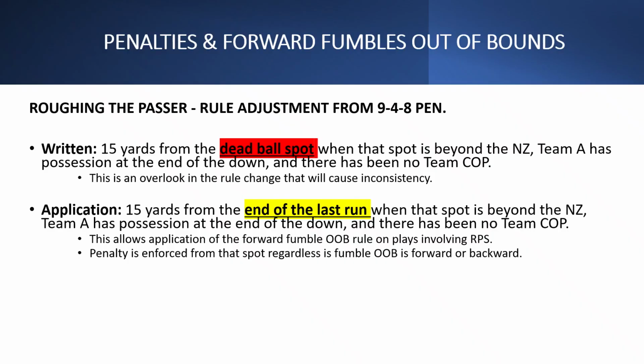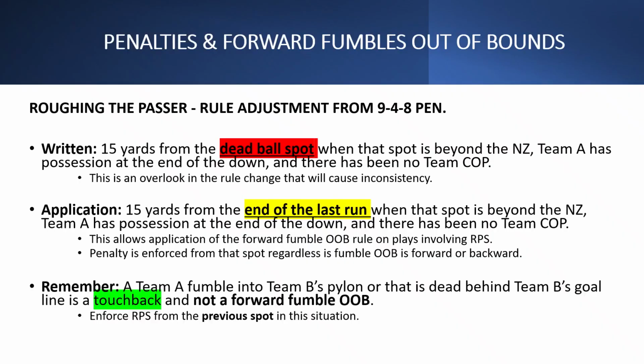This allows consistent application of the forward fumble out of bounds rule on all plays, including those plays involving roughing the passer. So the penalty will always be enforced from that spot, that end of the last run, when it is beyond the neutral zone, regardless if the fumble is forward or backward out of bounds.